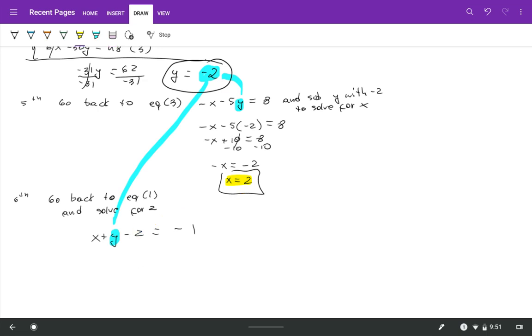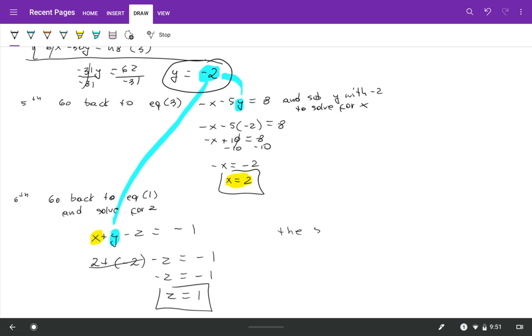Okay, we're replacing x with 2. So we have 2 plus -2 minus z equal -1. This is just 0, so we have -z equal -1, which means z equal 1. So finally we have it. We have x, y, z.